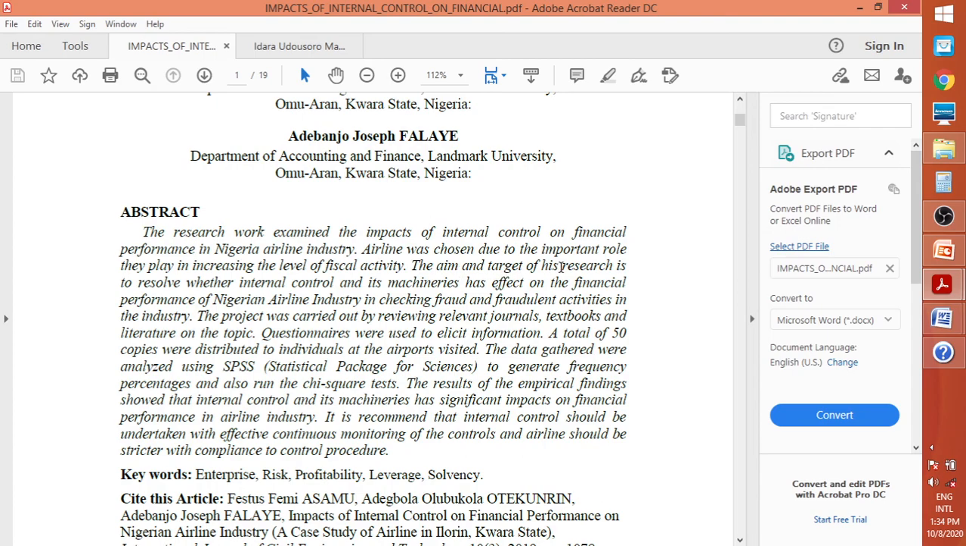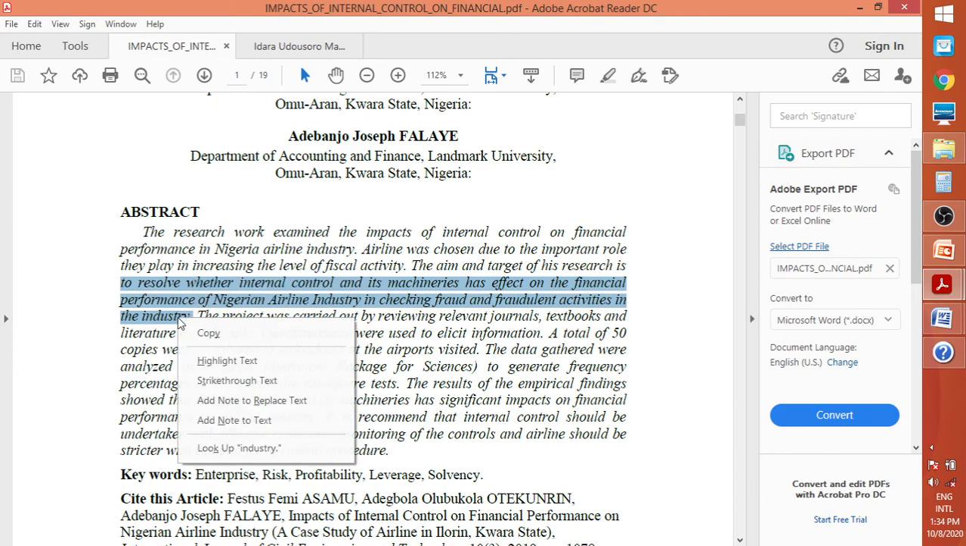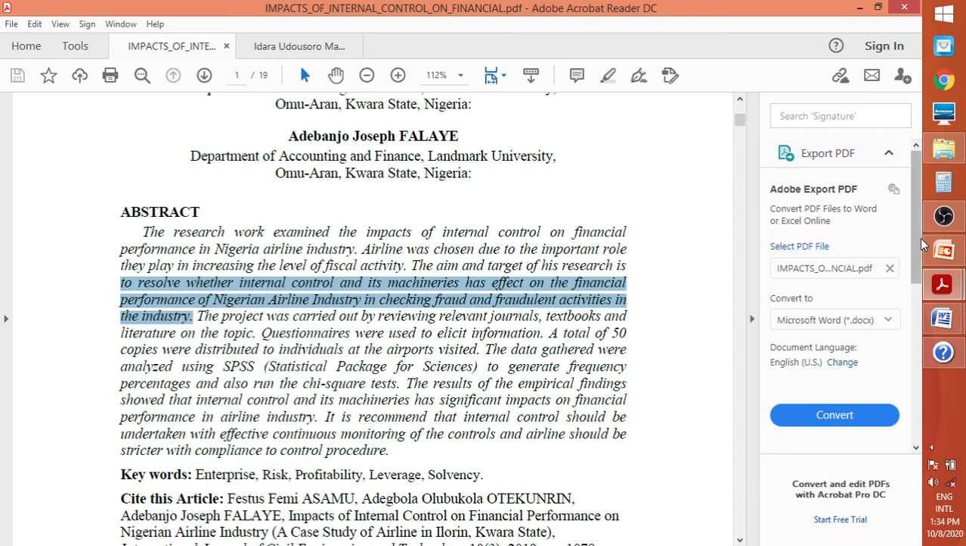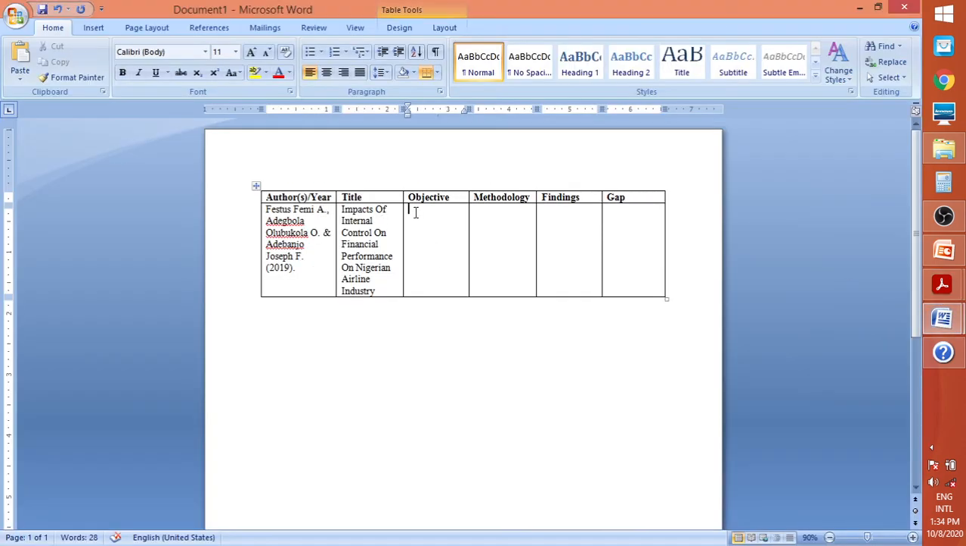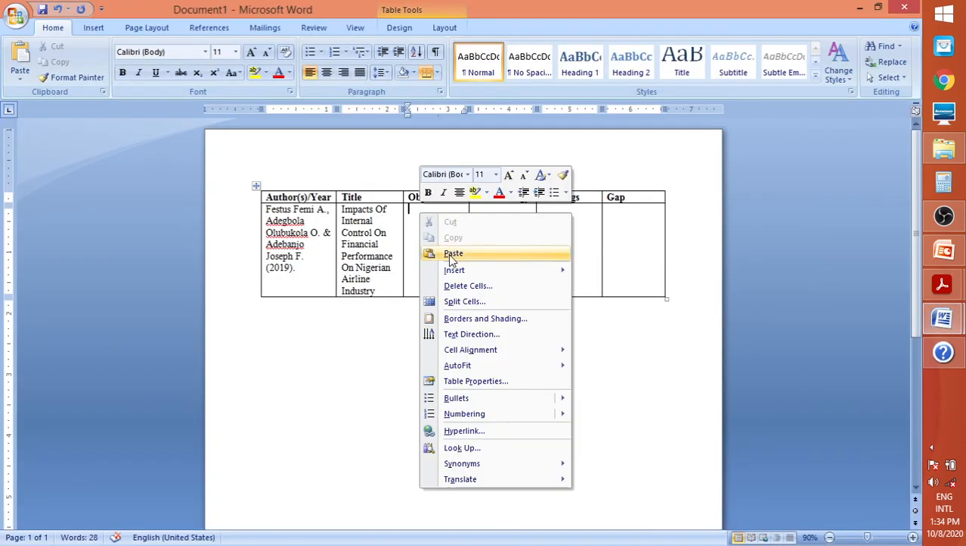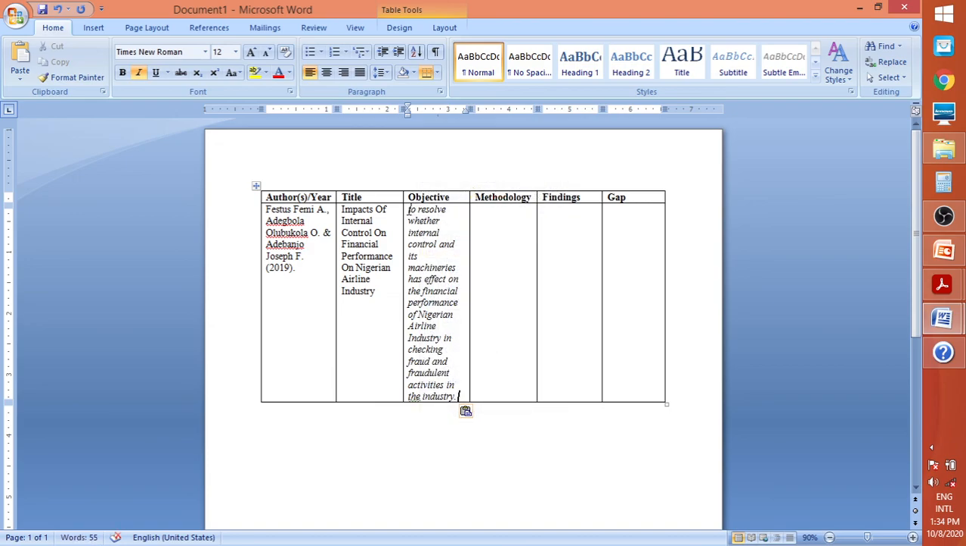The aim and target of this research, that's of this article, is to, so actually I'll just start from here down to where I have the next full stop, and copy it. Then take it down to where I have my article review. Then that is the objective.